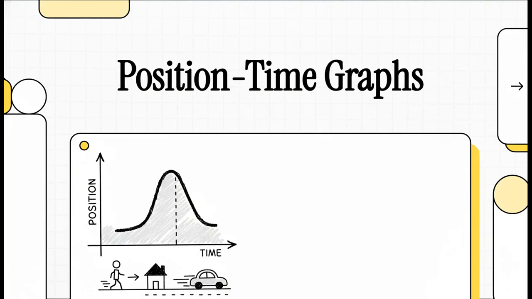Hey there. So let's dive into something pretty cool today. We're going to look at how you can read an entire story, a whole journey, just from a single line on a graph. Yeah, we're talking about position time graphs. And trust me, by the end of this, you'll be seeing motion everywhere.